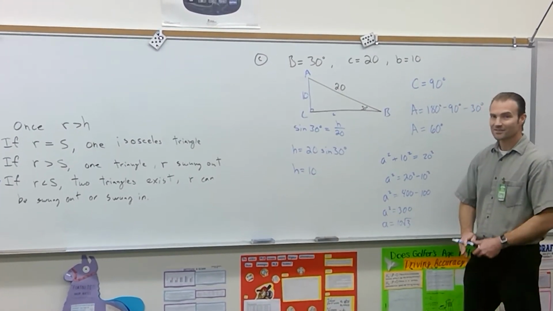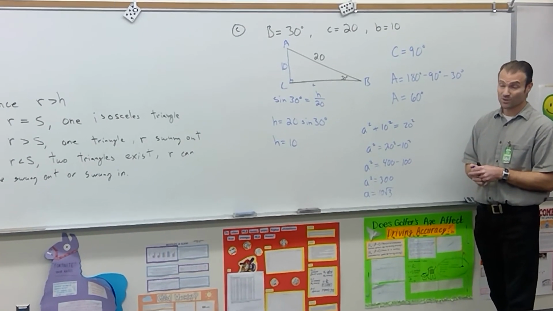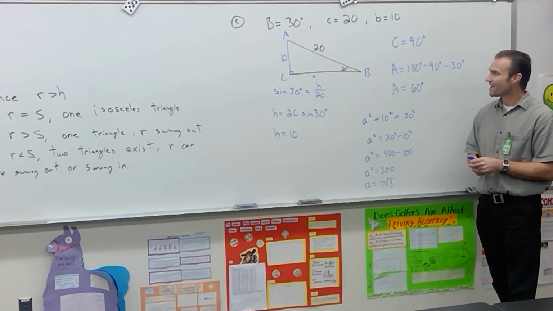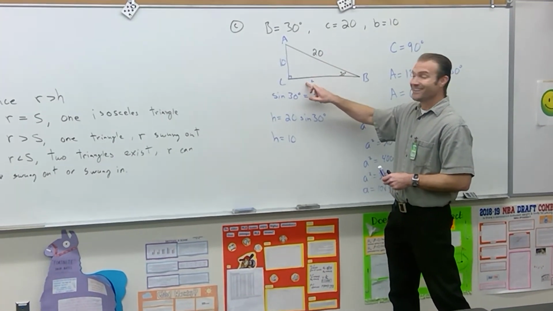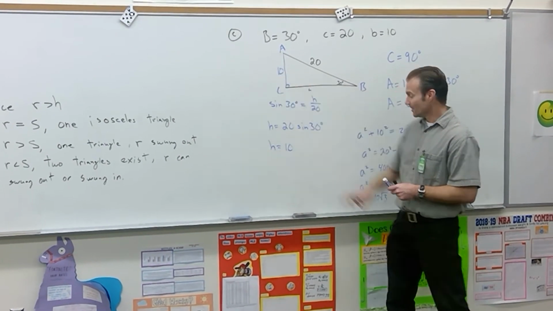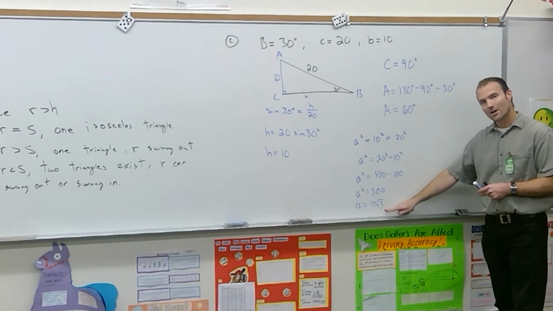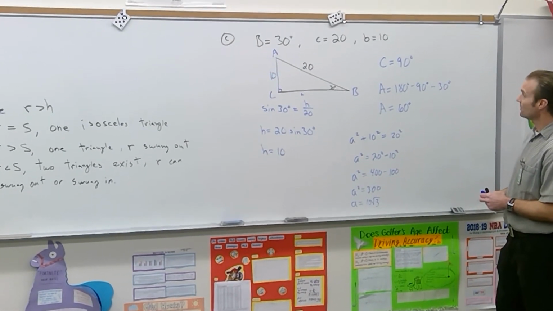And yes, I didn't need to do any of that work because you all remember your special right triangles, and you remember the relationship that the longer leg on a 30, 60, 90 will of course be radical 3 times the shorter leg. There we go. So we have all 3 sides, we have all 3 angles.